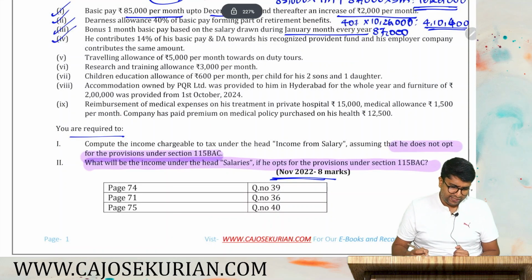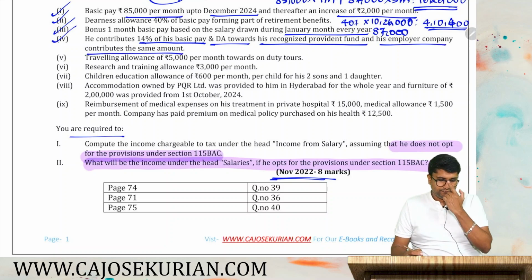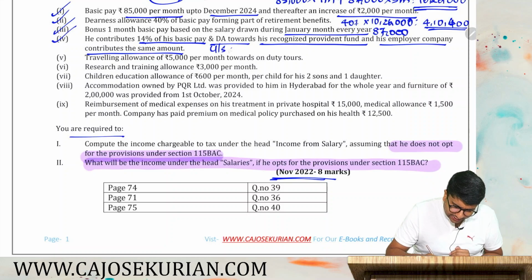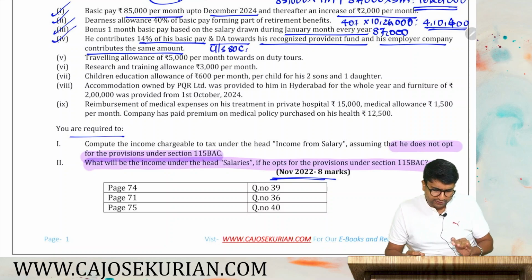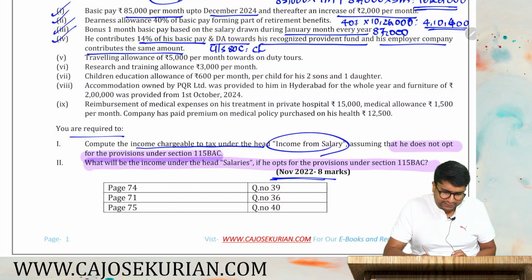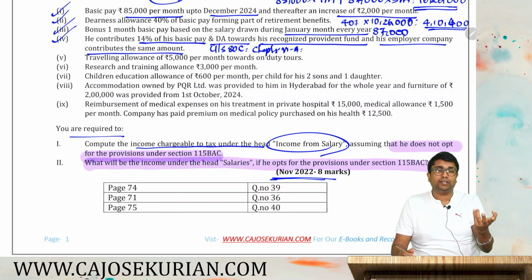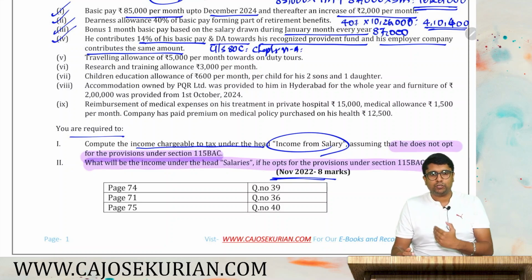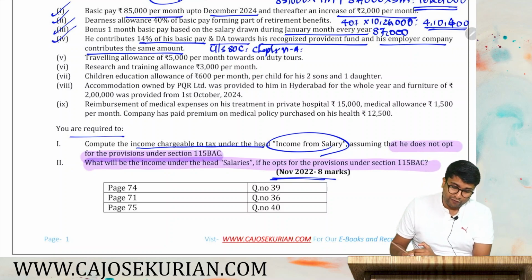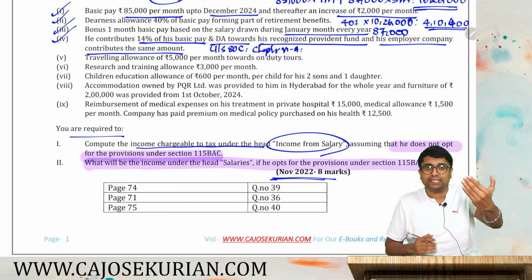And then he contributes 14% of basic pay and DA towards his recognized provident fund, and his employer company contributes the same. For his contribution, he will get a deduction under 80C, but you don't consider that in the question, because they are asking us to compute only income from the head salary. 80C is a chapter 6A deduction which can be claimed from the gross total income, not from the salary income. So you have to ignore the effect of employee contribution to RPF. But the employer contribution which is in excess of 12% of the salary plus DA, you have to consider as a taxable element.